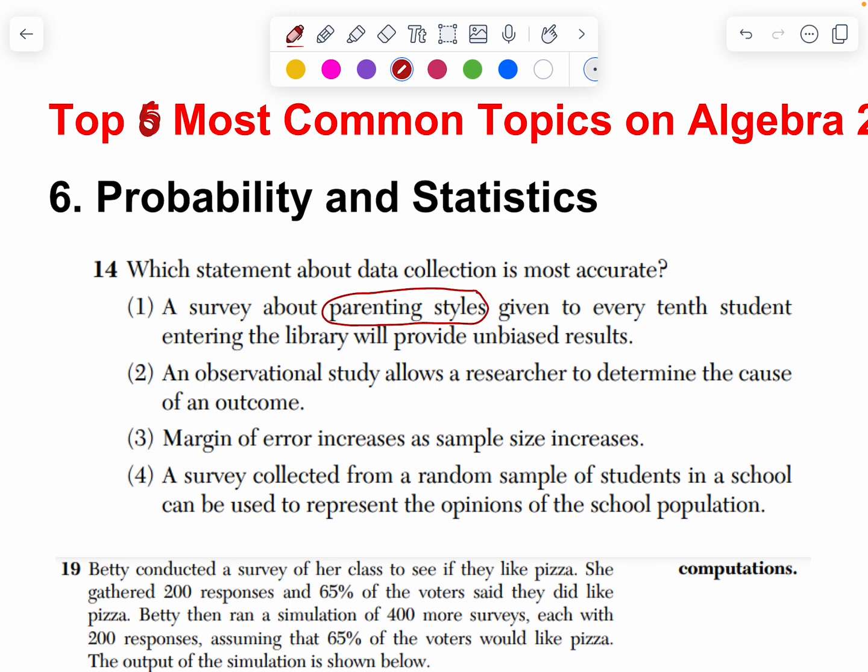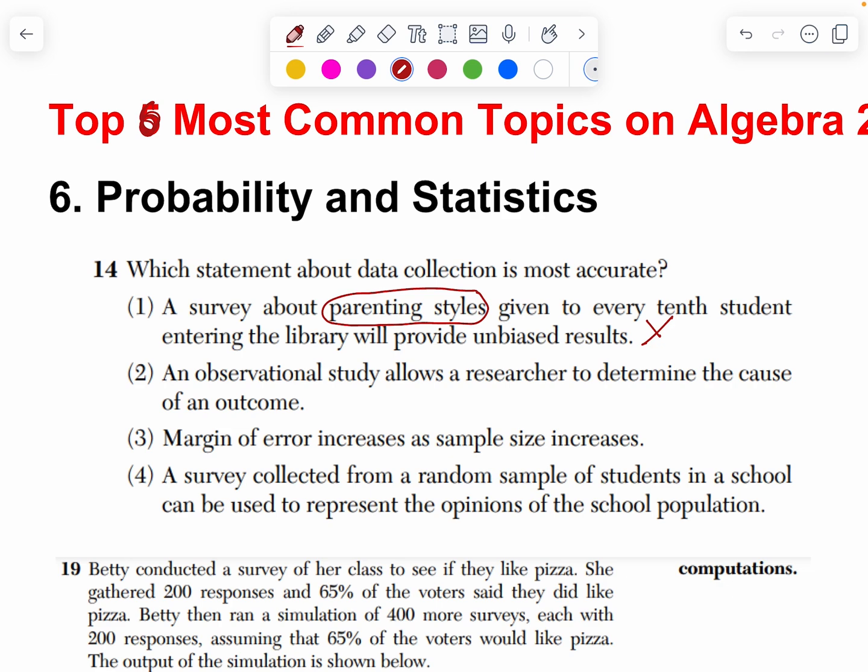So it would not really be a good representation of the population to ask students who are most likely not parents about parenting styles. I mean, some can be parents, but not all of them are going to be parents. So this would create biased results because they are only one sector of the population. They are not necessarily even the full population that they're asking about. So I would say this is not great.